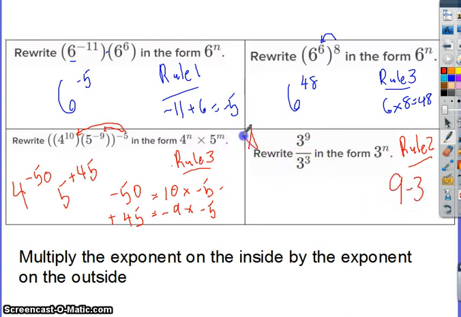If you want to put a star on this, rule 2 is the hardest because you have to know how to subtract. It's easy to miss the negatives when you subtract. So 9 minus 3 is 6, so the answer is 3 to the 6. If you'd like to push pause here, then you may. I'm moving on.